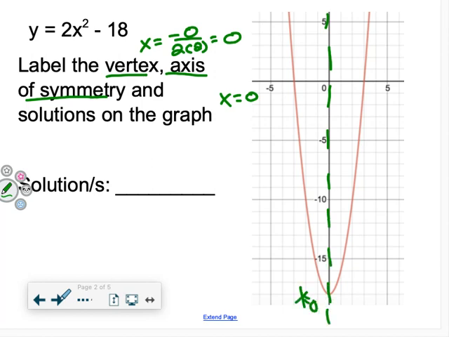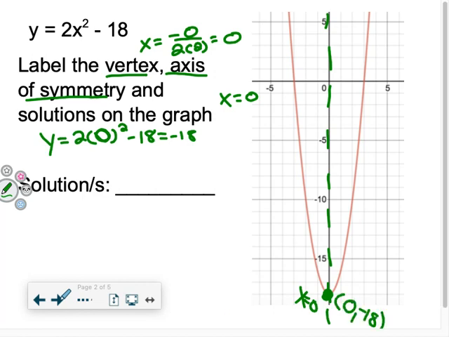We now plug that back into our original equation. Sorry, bad 0 there. 0 squared minus 18, and we get negative 18 as our answer. So this vertex here is at 0, negative 18.